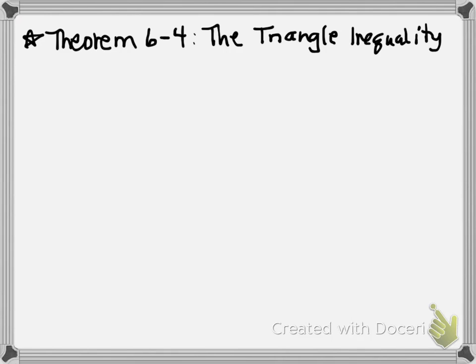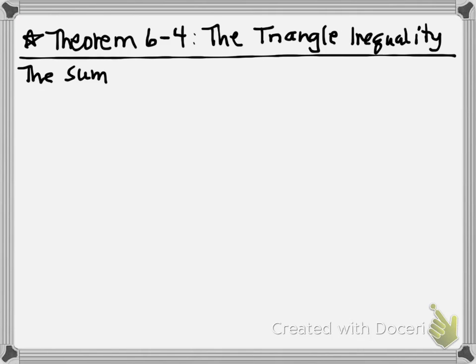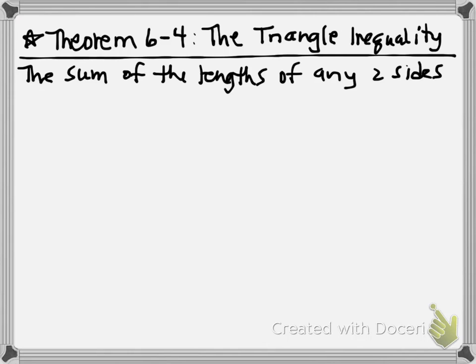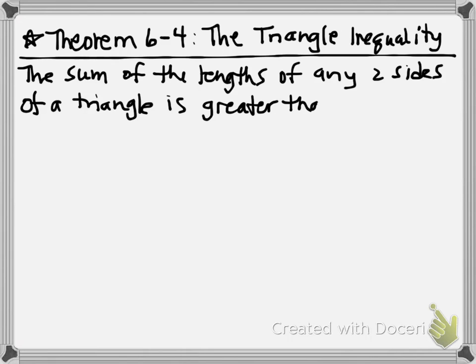So remember in proofs, and I still had some people doing this on the test, if you have a theorem with a name, use the name. It's universal. Everybody understands what that guy's called. And this one says the sum of the lengths of any two sides of a triangle is greater than the length of the third side.